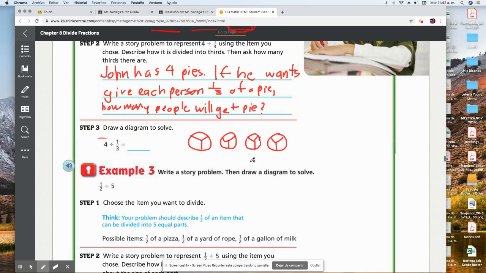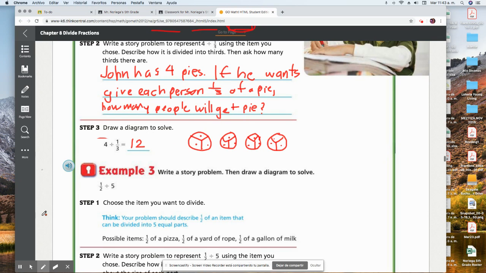All right. And the last thing I need to do is count how many equal pieces these pies have all together. 1, 2, 3, 4, 5, 6, 7, 8, 9, 10, 11, 12. So there's a total of 12 thirds in the 4 pies. That would be my answer. It's very simple to use a diagram to find the answer to a word problem. So that's how we do it.